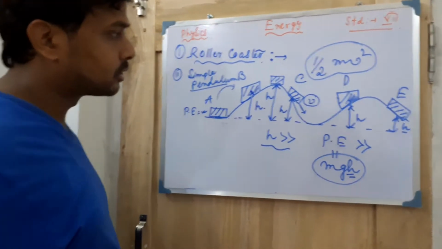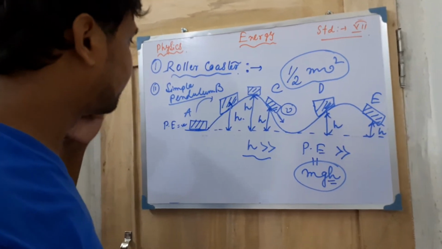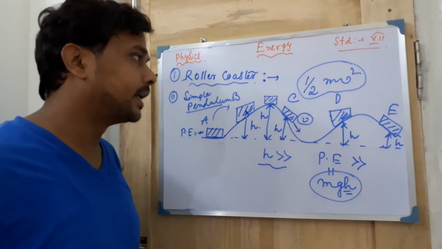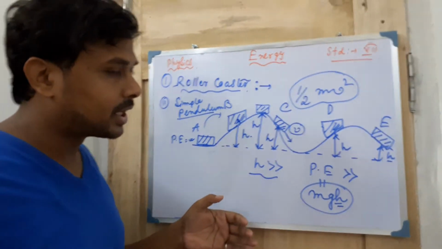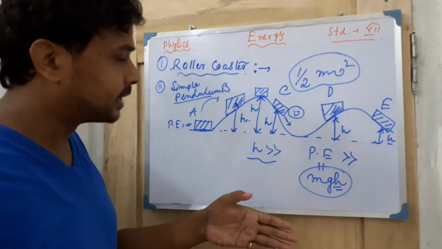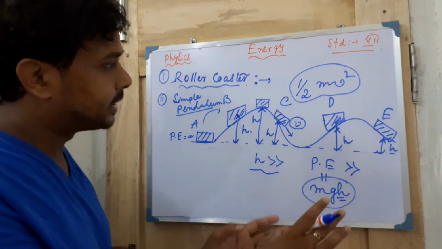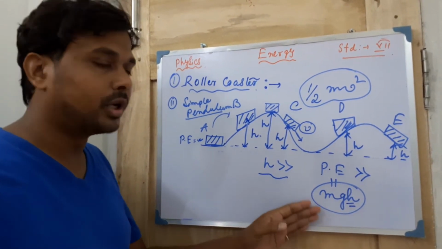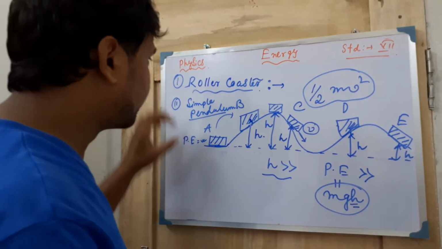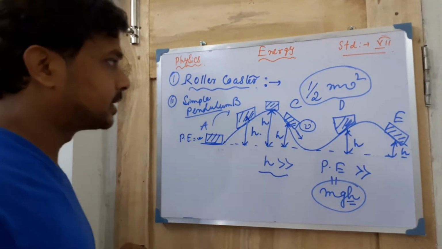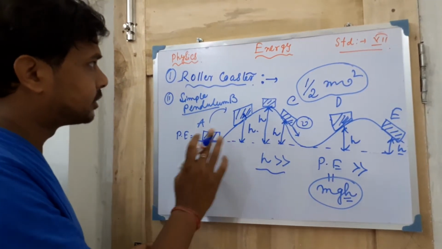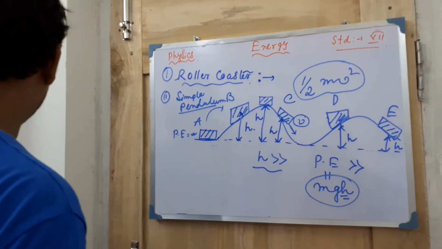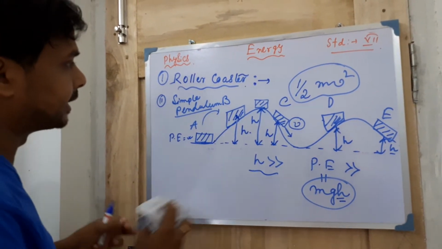A simple pendulum is also one type of device where we can easily get potential and kinetic energy interconversions. Here also, sometimes potential energy increases and kinetic energy decreases at that time. When the kinetic energy increases, potential energy will decrease at that time. So these are the two types of devices present in your syllabus, and in these two cases you will get the interconversion of kinetic and potential energy.